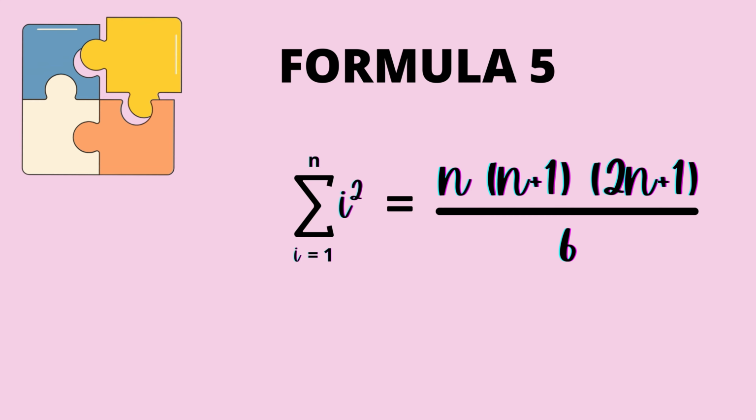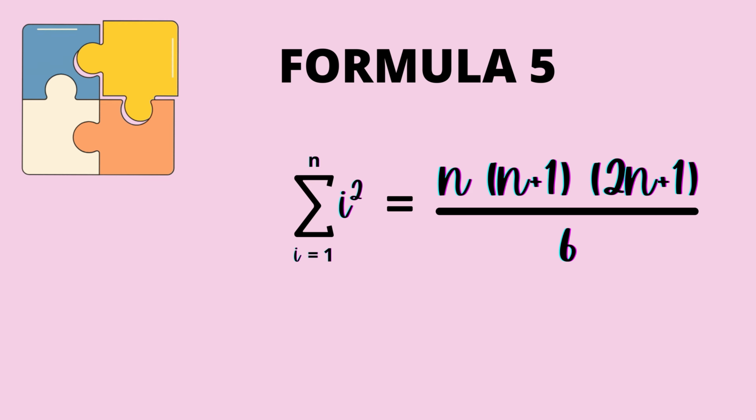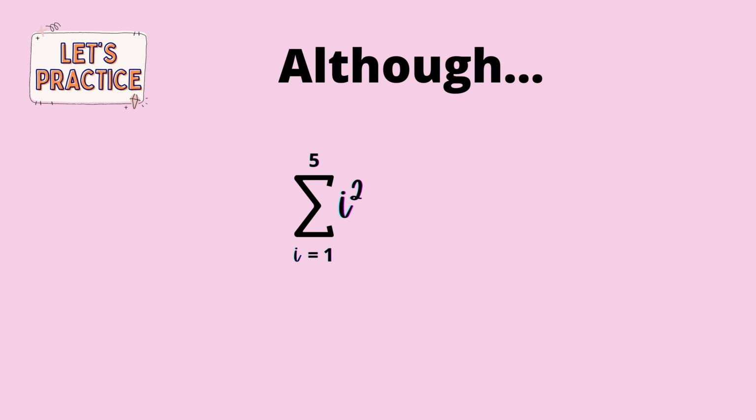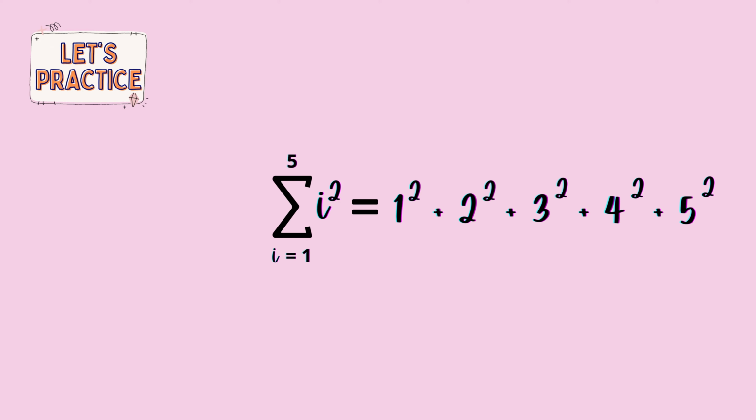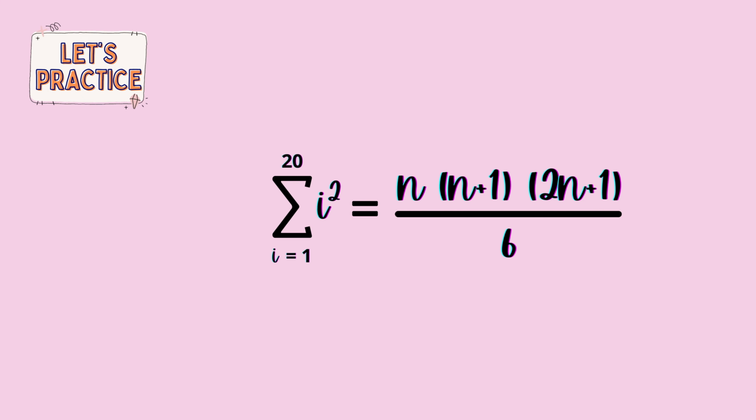For formula number 5, we can also add numbers from 1 to n, even if they are squared. I know, the formula is quite long, and although we won't need to use the formula for this kind of given, since for this kind of given, we can just substitute i with values from 1 to 5, square them, and then add them to easily get 55. But what if we have this summation of i squared, as i goes from 1 to 20? Using the formula would be the easier option.